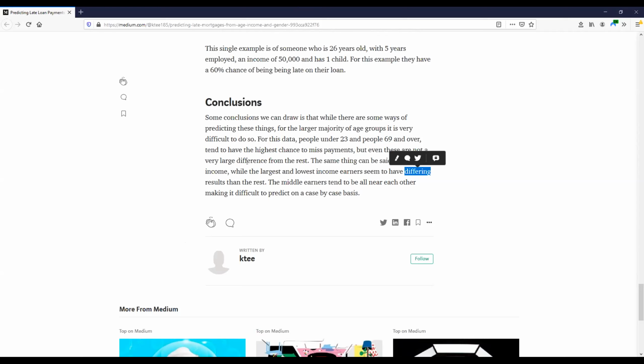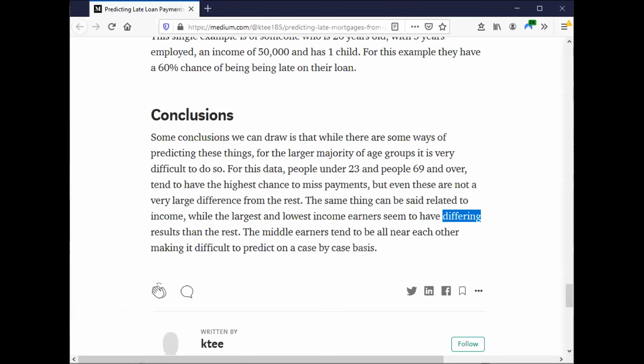Though we did find out something interesting, right? Like I did not expect that individuals with the highest income would also have just as much likelihood of being late on a payment as those in the lowest income bracket. So that's definitely interesting. All right. Fantastic work. Thank you, Keith.